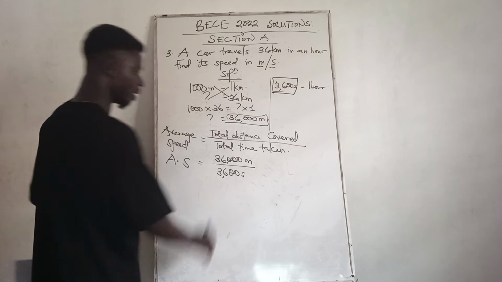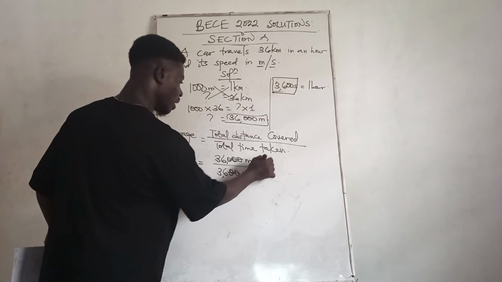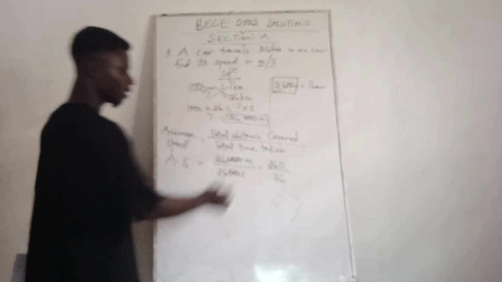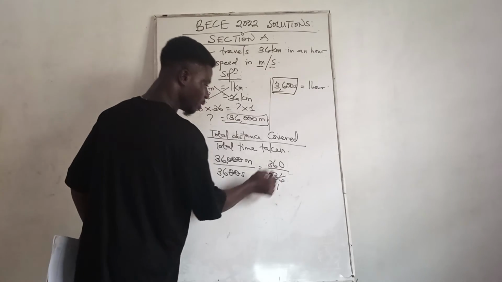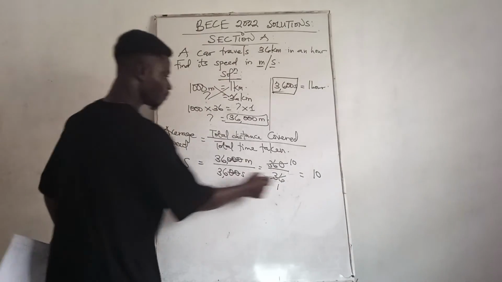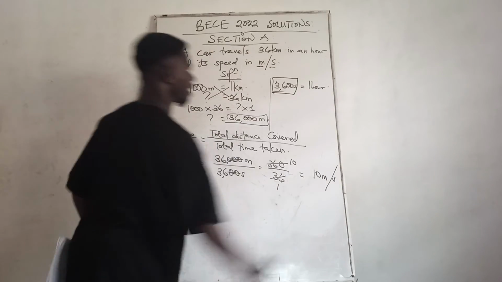3,600 seconds, right? So now these two zeros cancel. So I have 360 over 36, right? Then I can say that this one into itself once, then into this one, which gives me 10. So I have my 10. Then I'll get my meters per second.